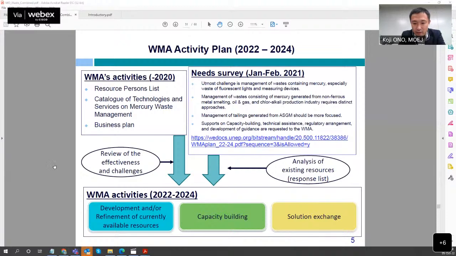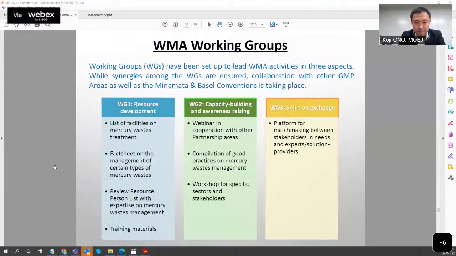In order to meet these needs, we are proceeding with the activities in three important parts. And the next slide, please.